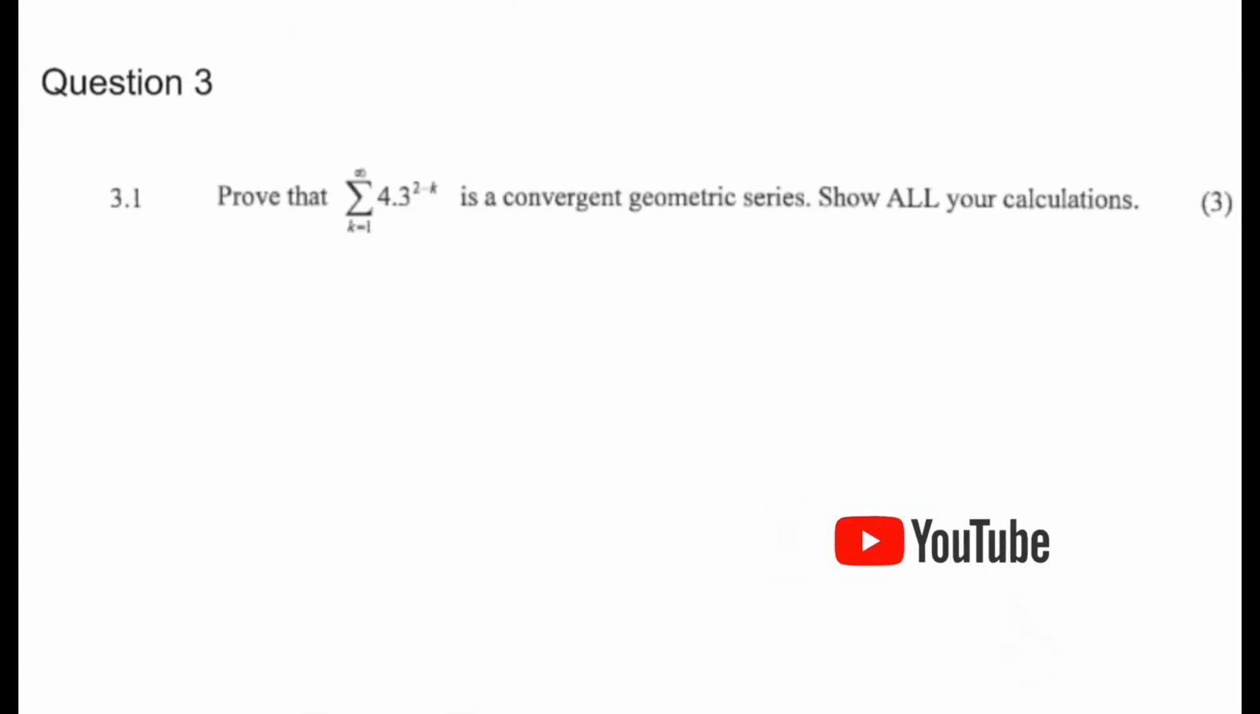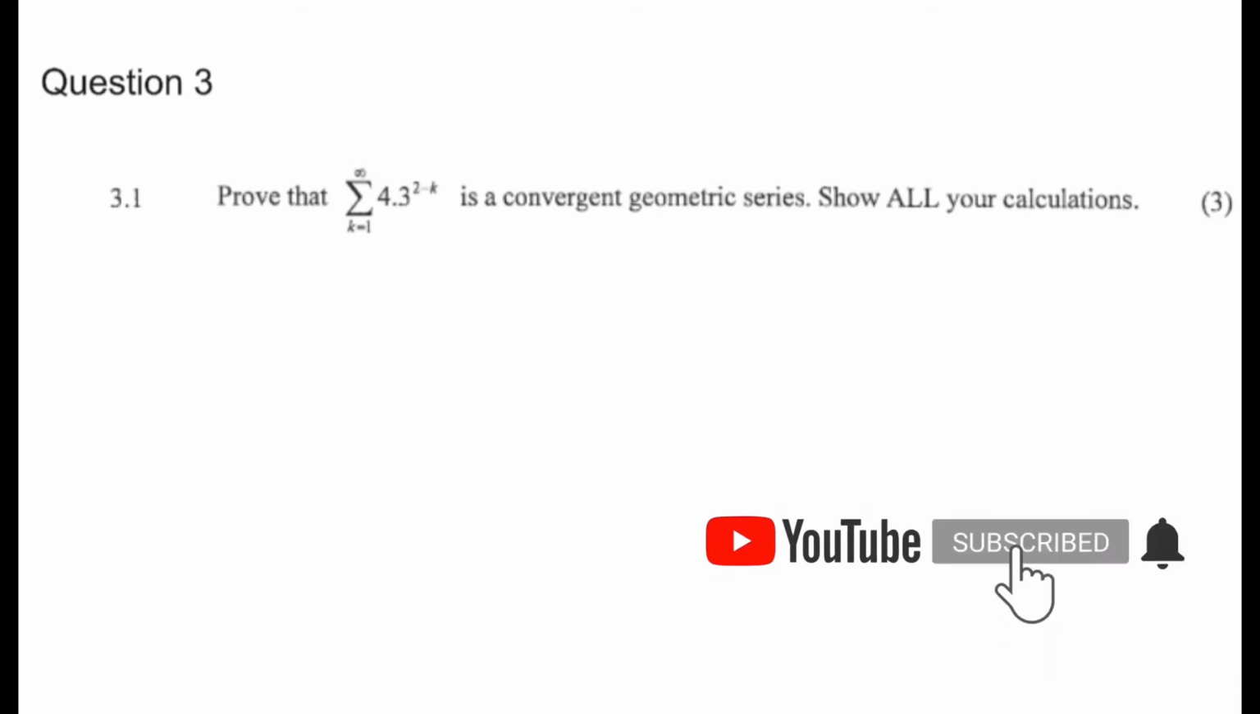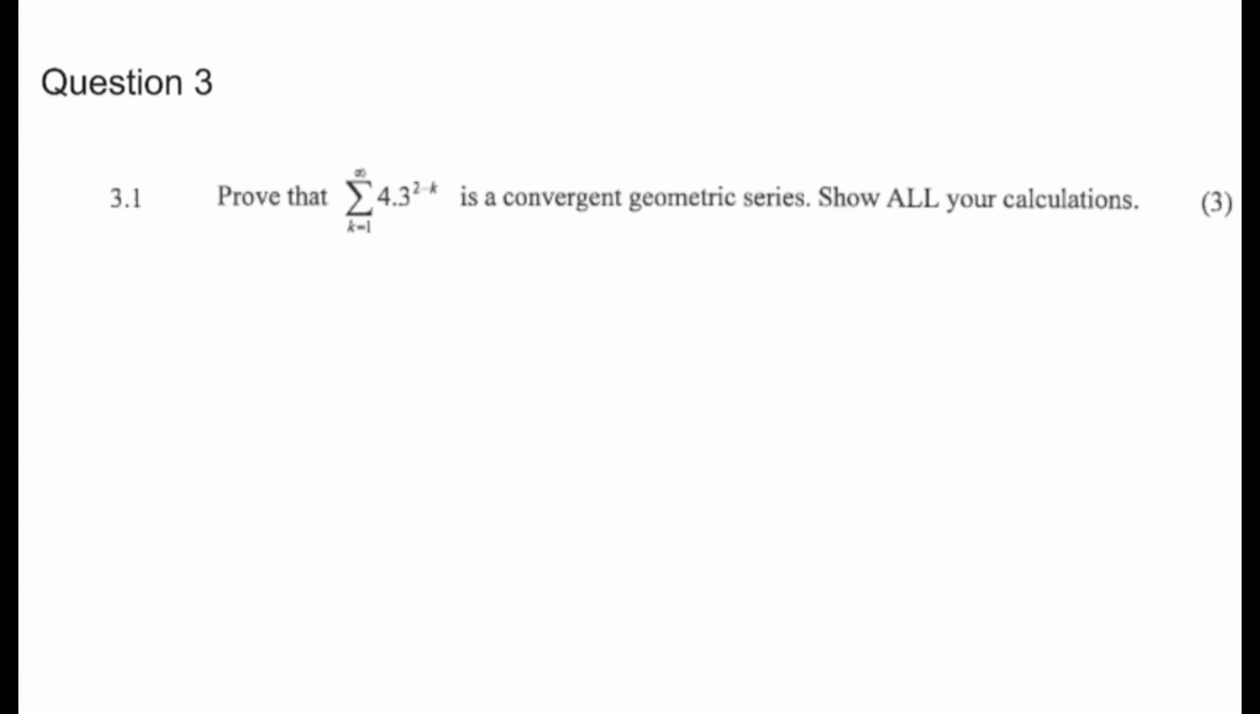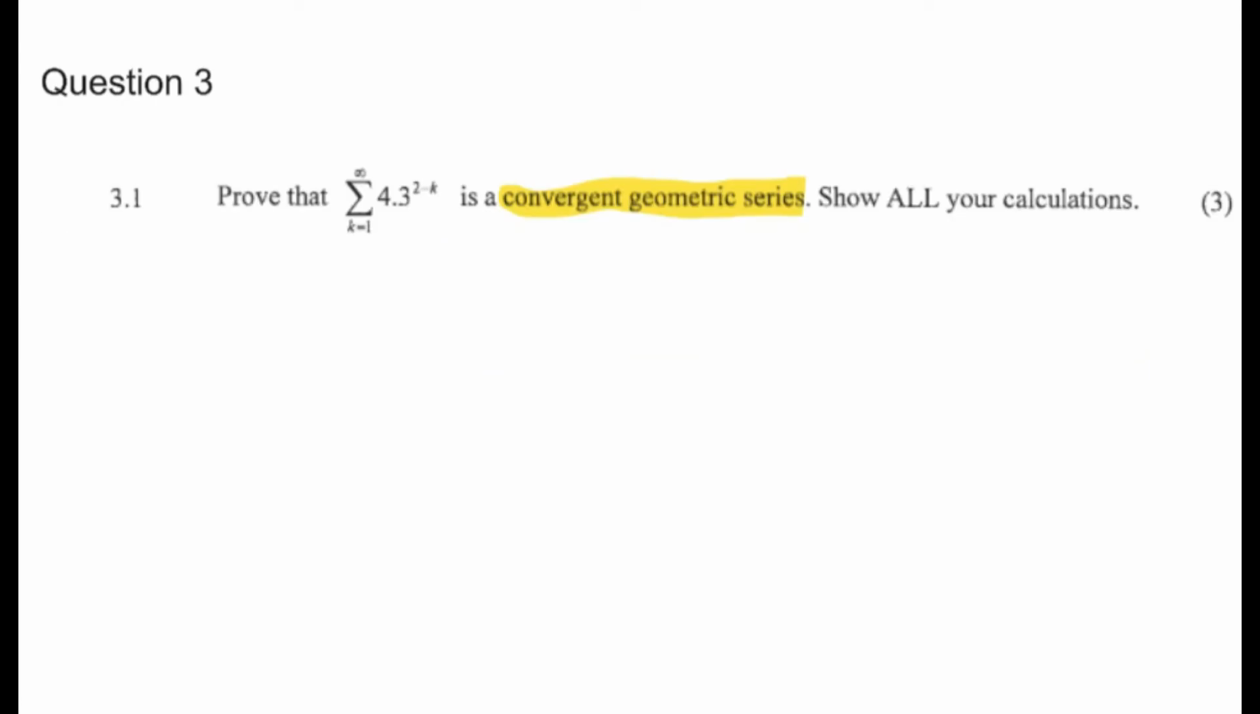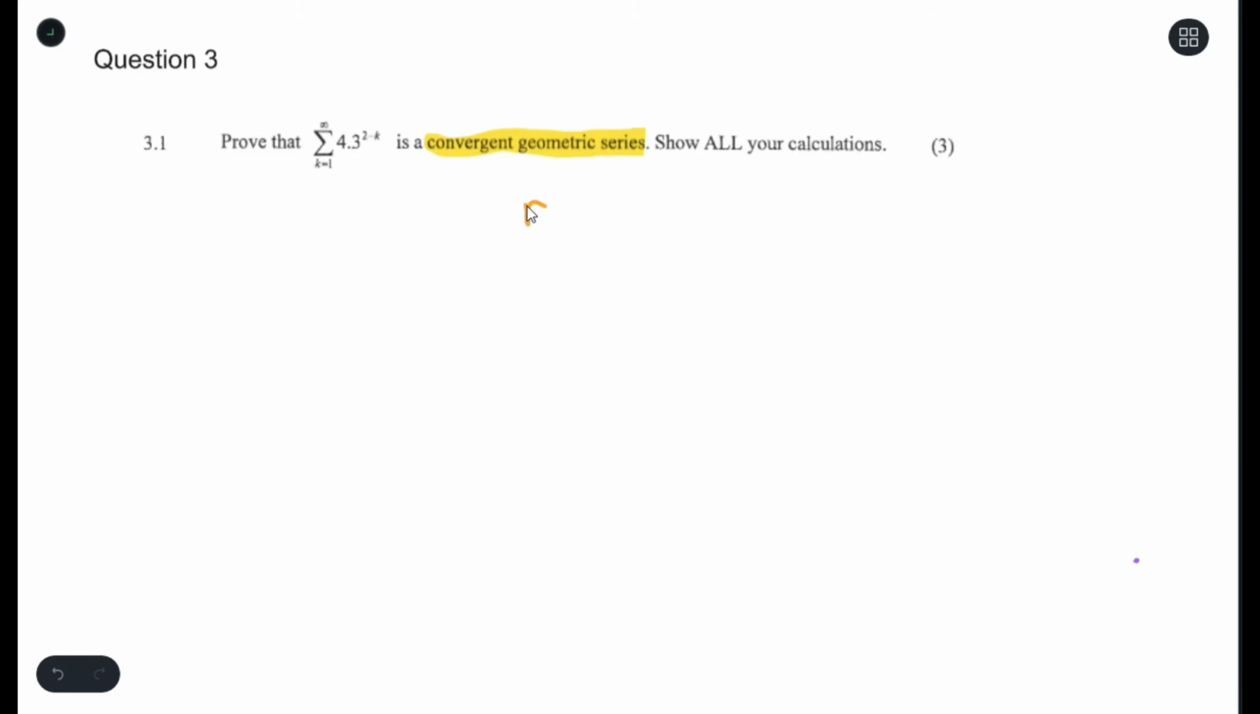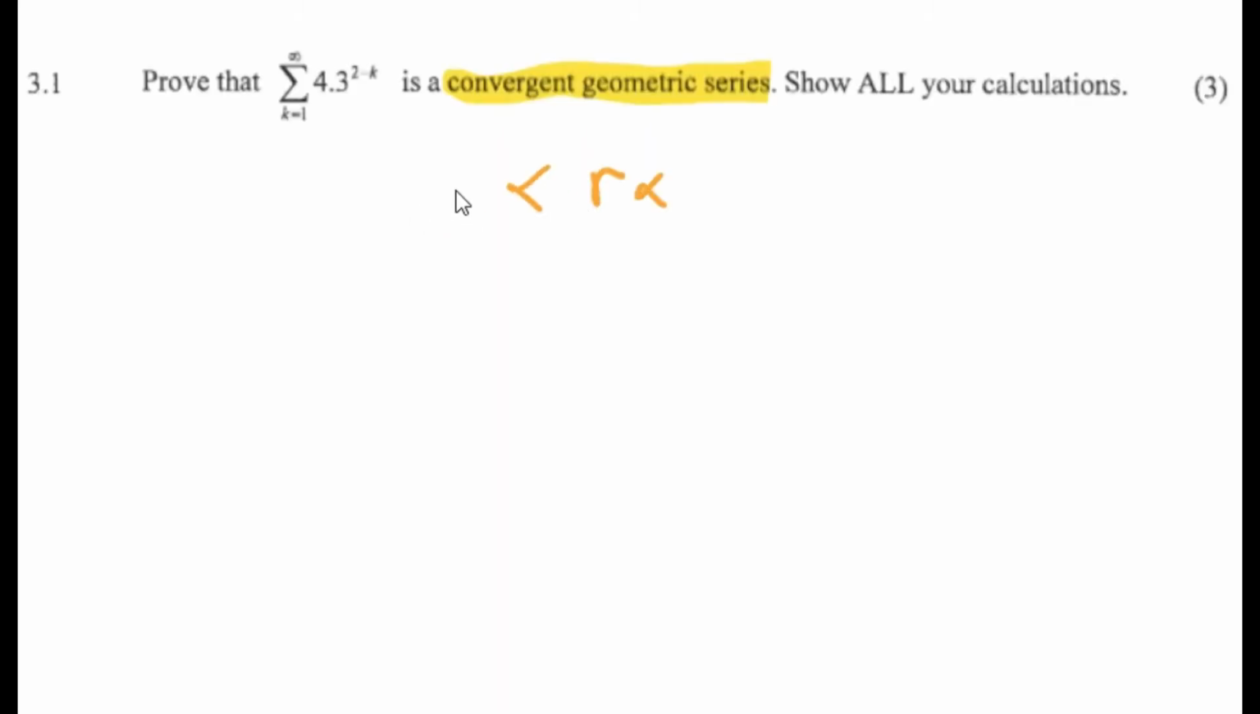Question 3. Now this question says, prove that this sigma notation is a convergent geometric series through all your calculation. Now, the most important word here is convergent geometric series. What a convergent geometric series means is that your value for r is between -1 and 1.